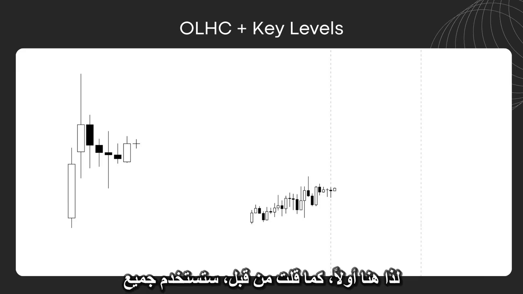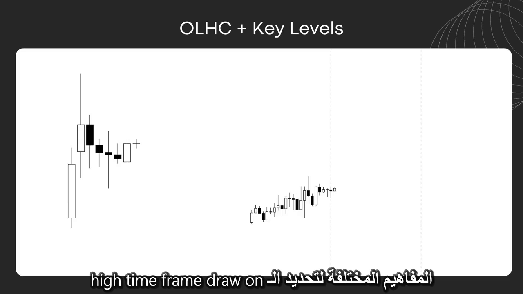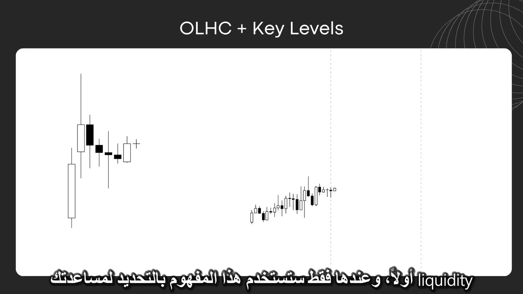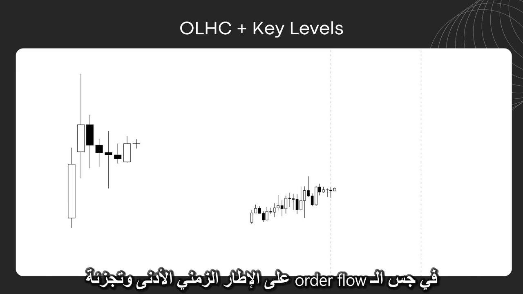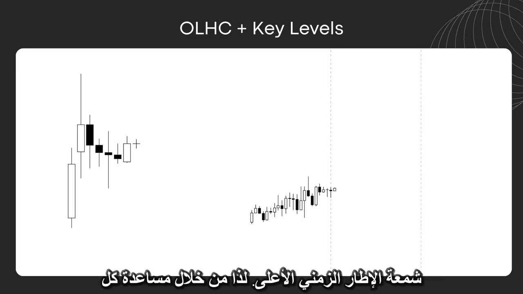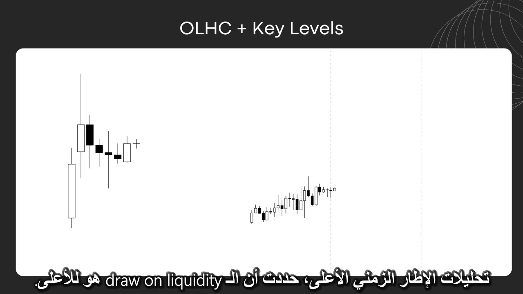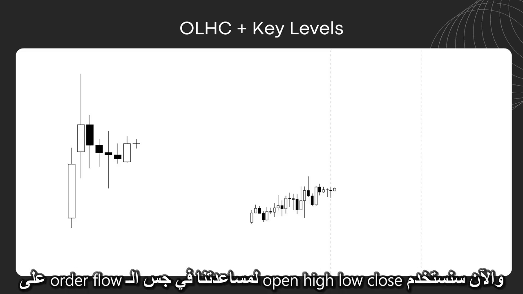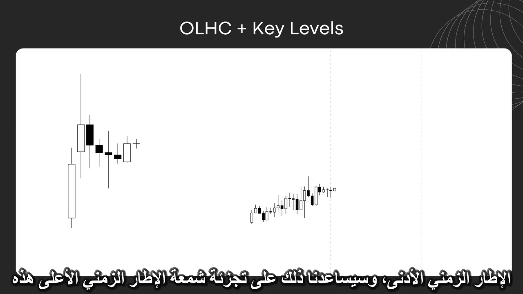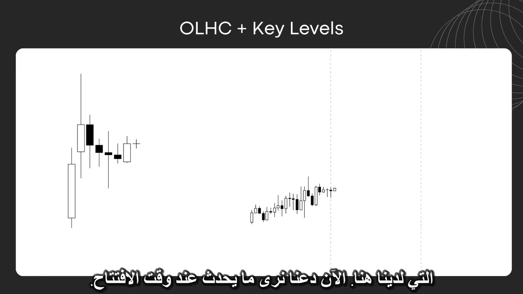So right here, first of all, as I said before, you're going to use all the different concepts to first of all determine your high time frame down liquidity, and only then you're going to use this particular concept to assist you with probing the order flow on the lower time frame and breaking down the high time frame candle. So through the help of all the high time frame analysis, I've determined the down liquidity is higher. And now we're going to use open high low close to help us probe the order flow on the lower time frame, and it's going to help us break down this higher time frame candle that we've got right here.